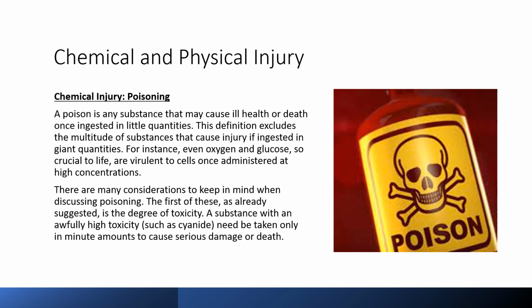In terms of chemical injury, we will look specifically at poisoning. A poison is a substance that may cause ill health or death once ingested in little quantities. This definition excludes the multitude of substances that cause injury if ingested in giant quantities. For instance, even oxygen and glucose, so crucial to life, are virulent to cells once administered at high concentrations.